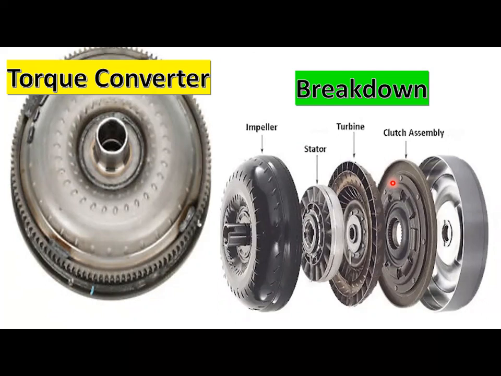There are four important parts or components of a torque converter. You have the impeller, which is the pump. It pumps the ATF, the automatic transmission fluid. You have a stator, reversing the flow of the hydraulic fluid, or the ATF. You have a turbine, which is driven by the hydraulic pressure, and you have the clutch assembly, all housed between two end housings.